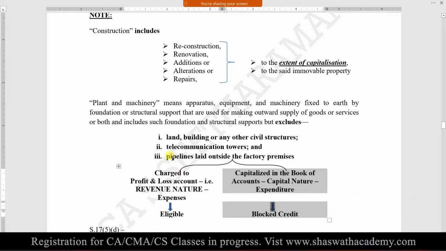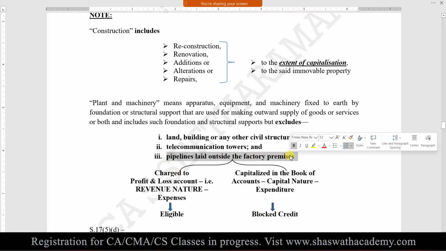Pipelines laid outside the factory. Sir, Deepika Oil Mills, from Chennai to Madurai, laying pipelines.